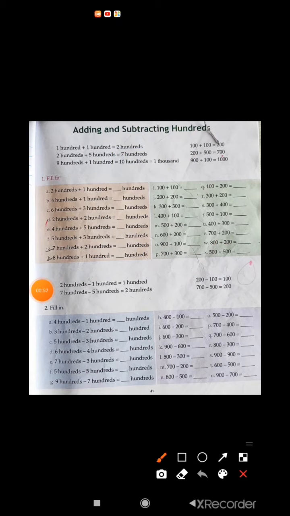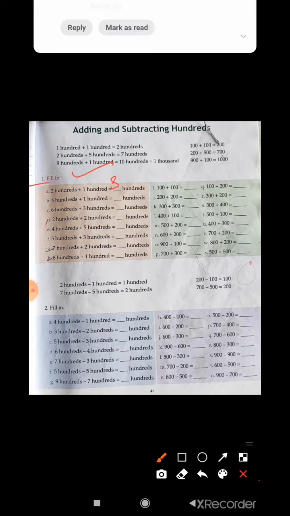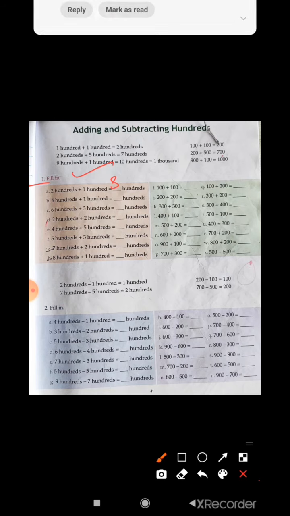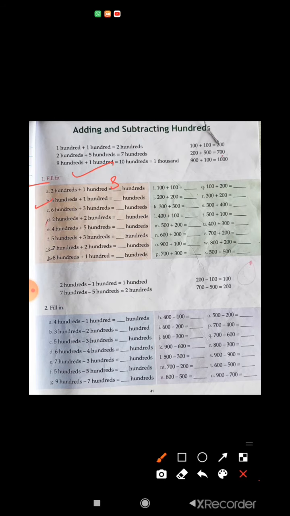Now question number 1, fill in. A part, 200 plus 100. Add these together, 2 plus 1 is 3, so 300. Now second, B part, 400 plus 100. 4 plus 1 is 5, 500. C part, 600 plus 300 is 900. Write in the space given 9.